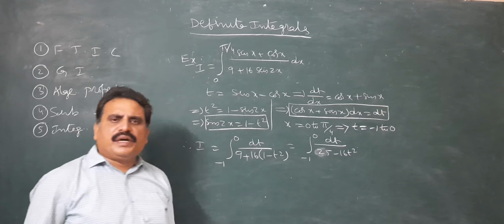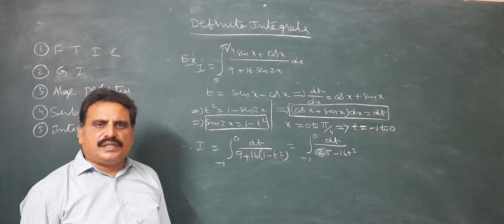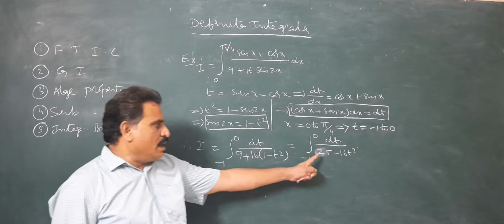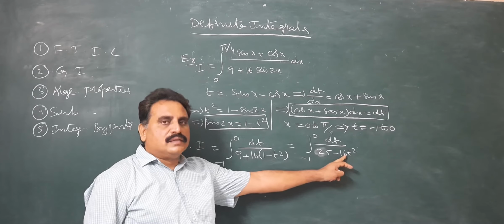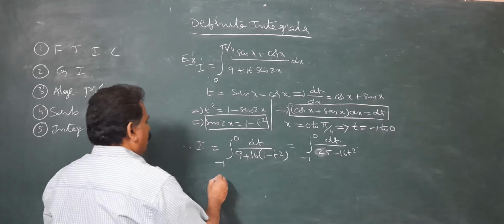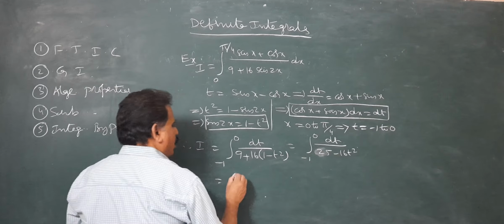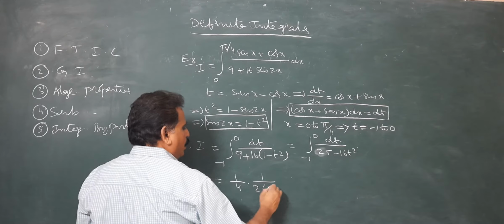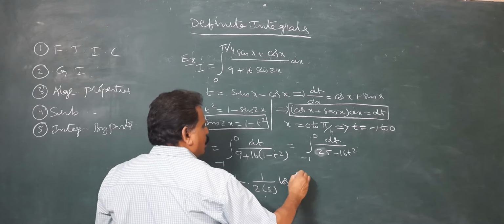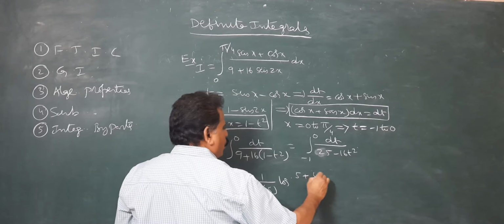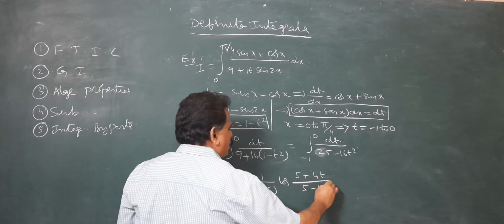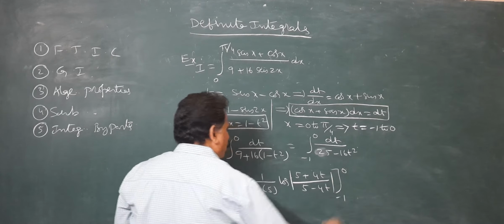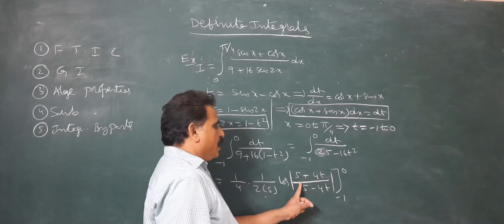Okay, that is of the form 1 by a square minus x square. That integration is 1 by 2a log mod (a plus x) by (a minus x). Here a means 5, and x means 4t, so 4t whole square. So you have to write down 1 by 4. After that the formula 1 by 2a log mod (5 plus 4t) by (5 minus 4t) over the limits minus 1 to 0. Now you substitute 0, we get log 1.